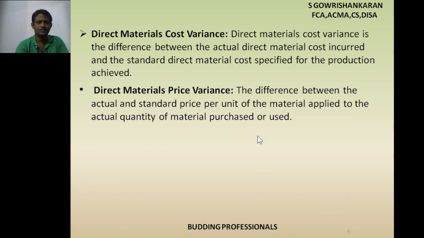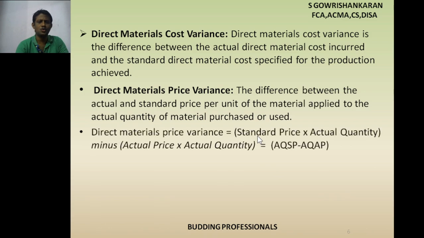Okay. What is the next one? How to calculate that? So here the formula is explained: standard price into actual quantity minus actual price into actual quantity. Okay.